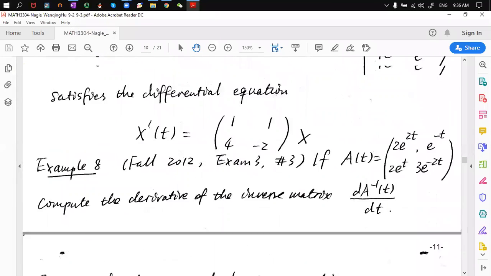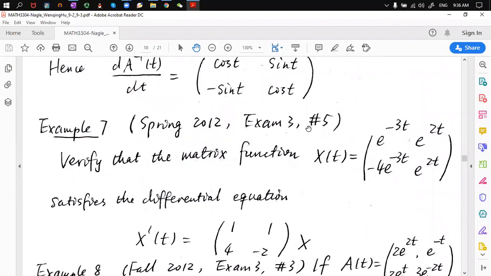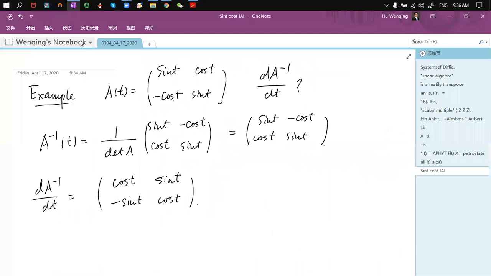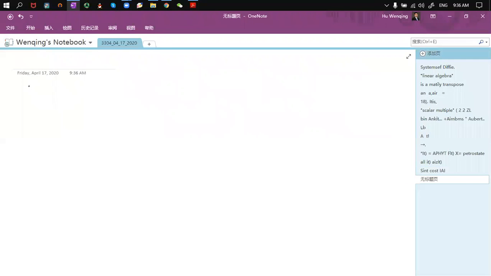Okay, so now the matrix differential equations. The matrix functions can serve as the solutions of differential equations. For example, here's a question: can you verify that the matrix function x of t is e power 3t, e power 2t, minus 3, 4 is a solution of this differential equation x prime equals 1 1, 4 minus 2 of x? How are you going to check that? This is kind of like a matrix differential equation.